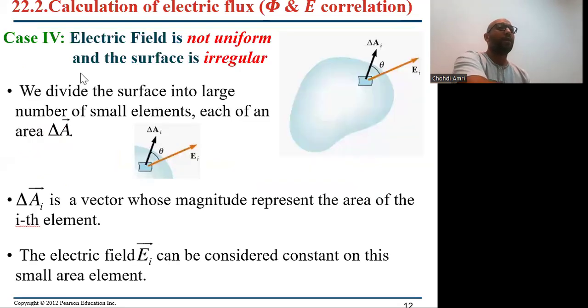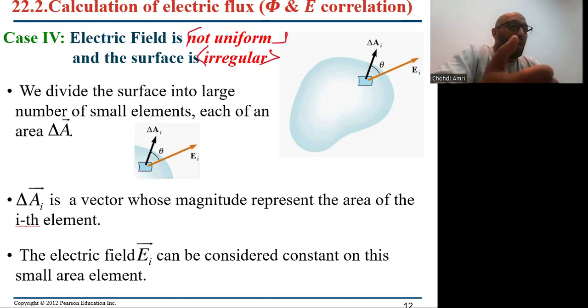Another case, case 4, the electric field is not uniform in this case, and the surface is irregular. You see that in the previous cases, we had a regular shape. That means we can easily calculate the surface area of this shape. But now we will talk about a non-uniform electric field. That means the electric field depends on the location, and the surface is irregular. That means we cannot easily calculate the surface area.